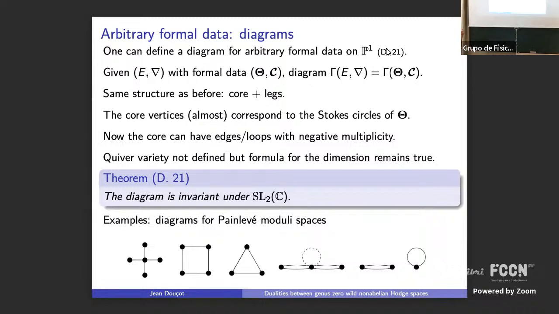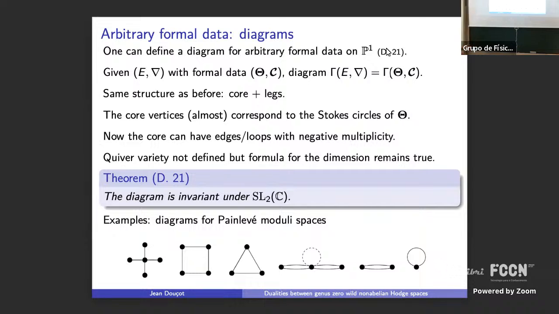A first step, which is something that I did in my PhD, is that I defined the natural extension of the diagram if I go outside the simply laced case. So now I have arbitrary formal data on P1. It's the same idea: I have a core, which is determined, whose vertices are the exponential factors of the connection, and legs, which correspond to the formal monodromies. But now it's a bit more complicated. I can have loops, and I can also have edges or loops with negative multiplicity.